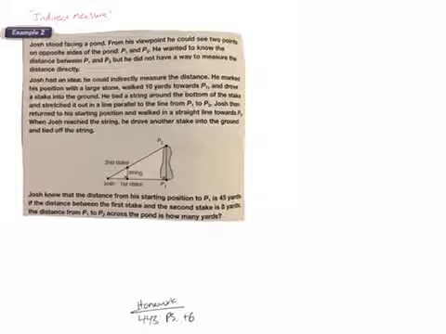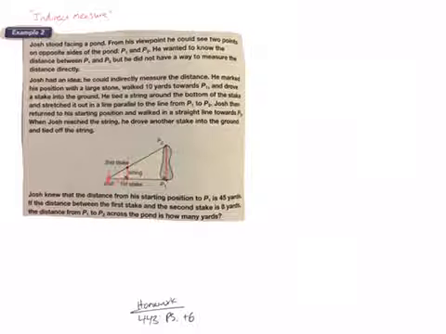He marked his position with a large stone right here. Put that red dot. Walked 10 yards towards P1. So from here to here is 10 yards. And drove a stake in the ground. He tied a string around the bottom of the stake and stretched it out in a line parallel to the line from there to there, from P1 to P2. So this line and this line are parallel.